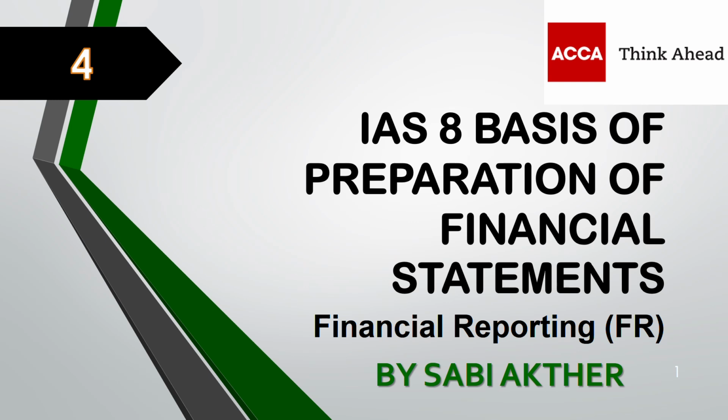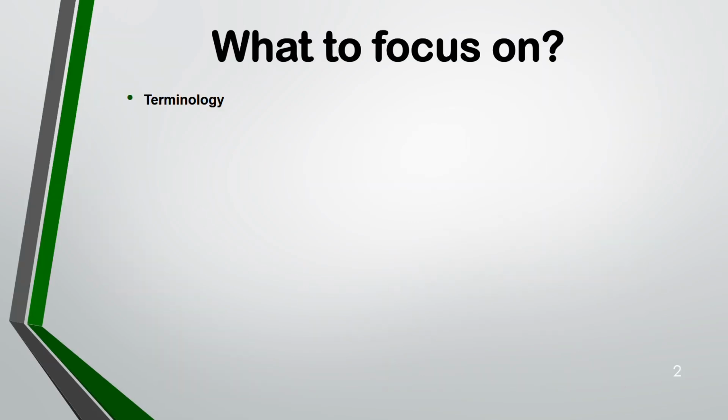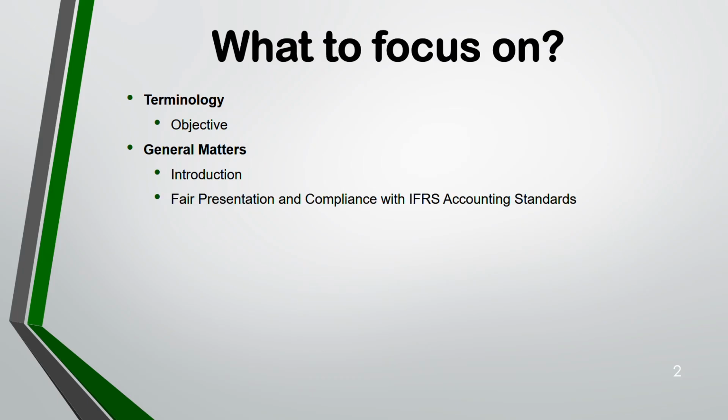Okay, so in this lecture we are going to go through the terminology. Under that we are going to go through the objective, then the general matters. This general matters section was not there under IAS 8 before. This is added now. So we are going to see what the general matters are, then fair presentation and compliance with the IFRS standards, going concern, accrual basis of accounting.